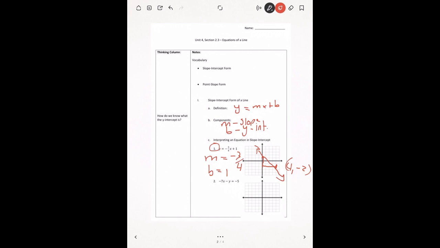Now sometimes in our text, for a problem like number 2 here, we might have the linear equation not actually in slope-intercept form. So it's our job to take this equation and solve it for y, to get it in the form that we need. I might add 7x to both sides, so we have -y equals 7x minus 5. Then we divide both sides by -1 to get y equals -7x plus 5.